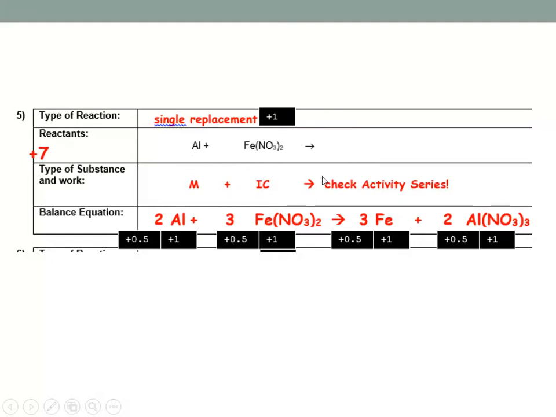So then here, when they switch places, you end up with Fe2 plus, but you want to write it as an element, so it's just Fe. And then here you have Al3 plus and NO3 1 minus. That's going to give you Al(NO3)3. To balance, you need a 2 in front of this Al, 3 in front of Fe(NO3)2, arrow 3 Fe plus 2 Al(NO3)3.